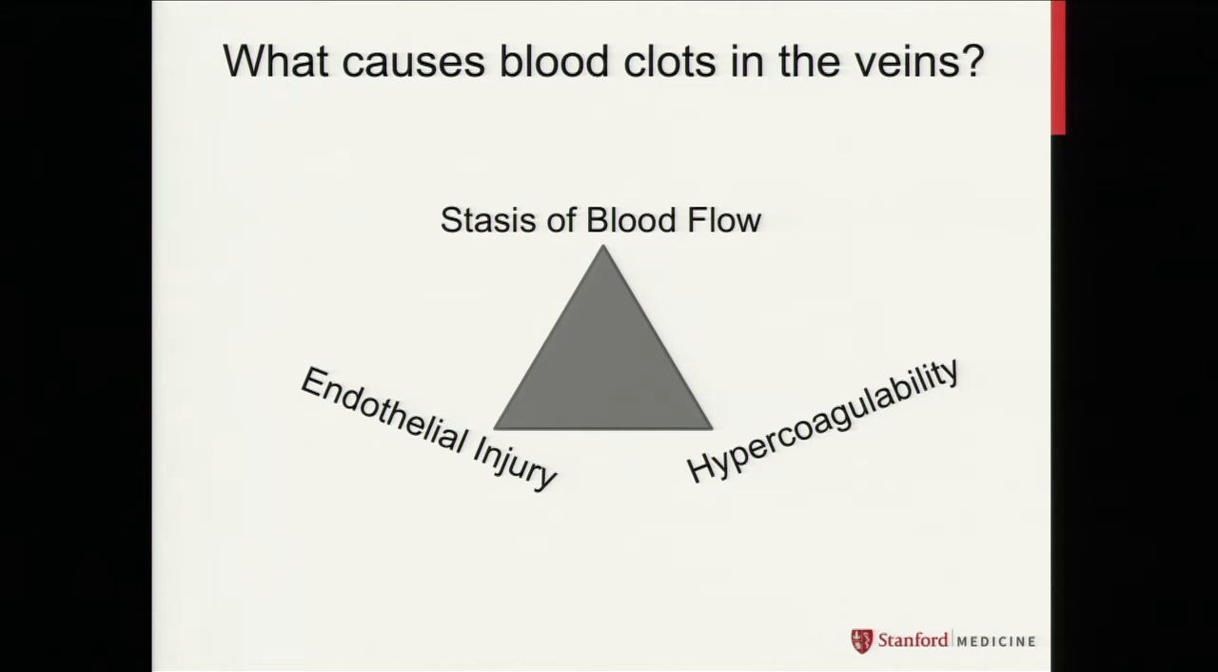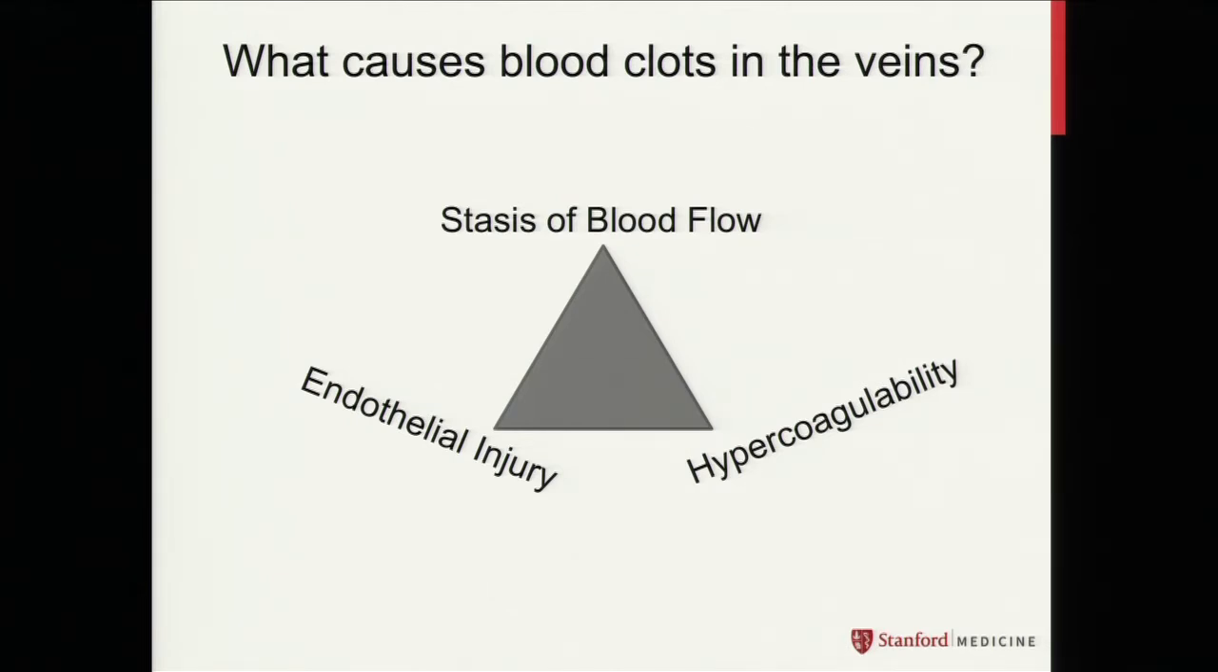Virchow talked about how blood clots are formed. There's usually a triad of things. It's stasis of blood flow, meaning there's something stagnant in the blood flow; endothelial injury, meaning some injury to the vessel wall; and hypercoagulability, which is usually something inherent.